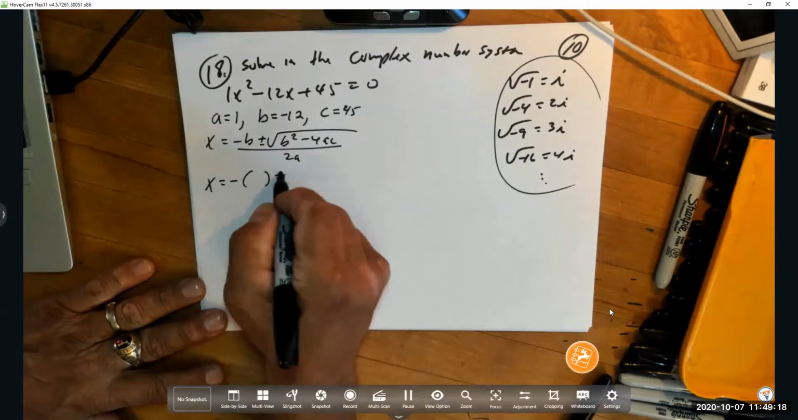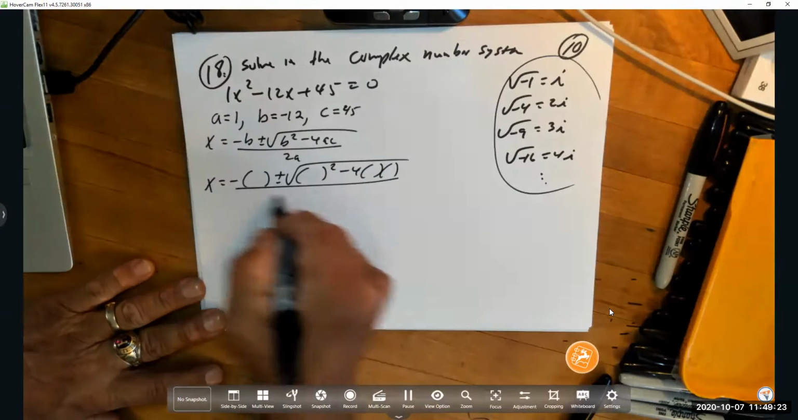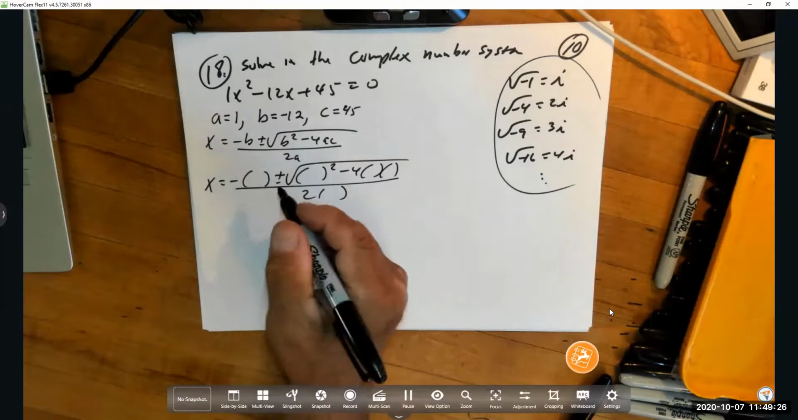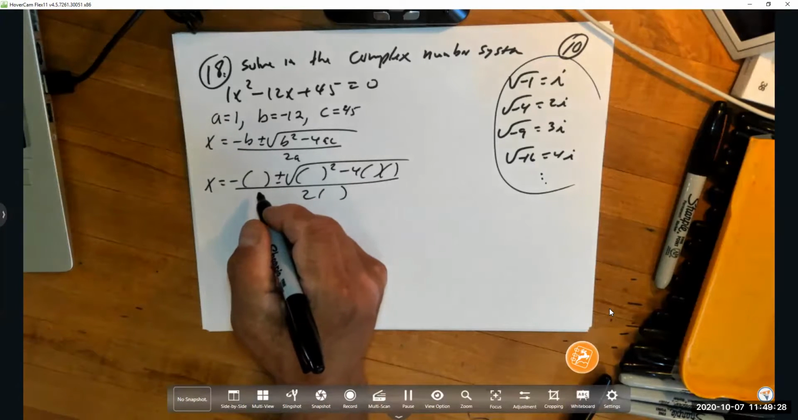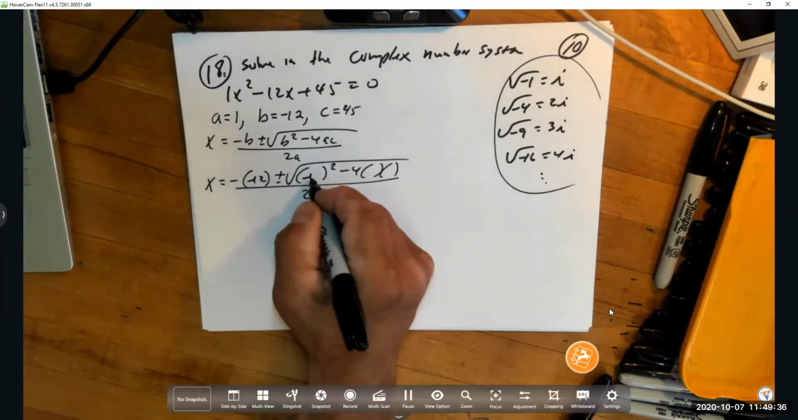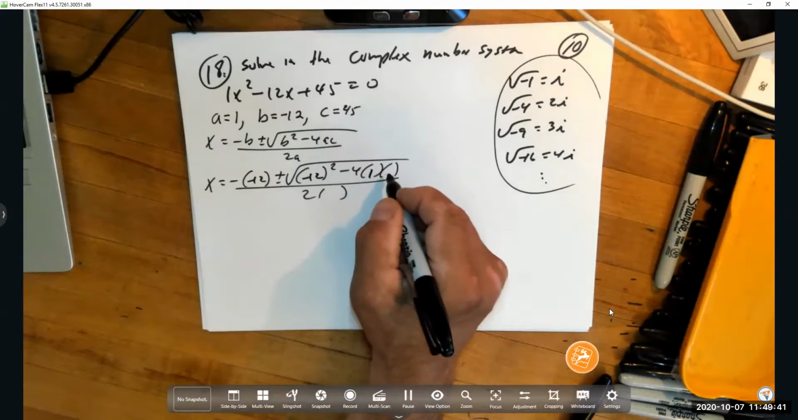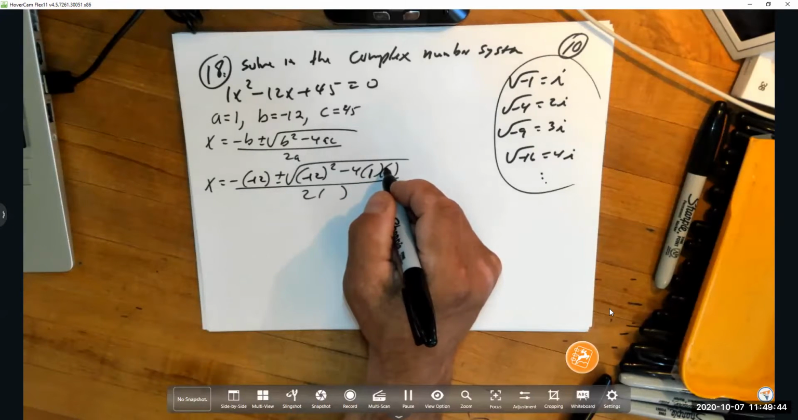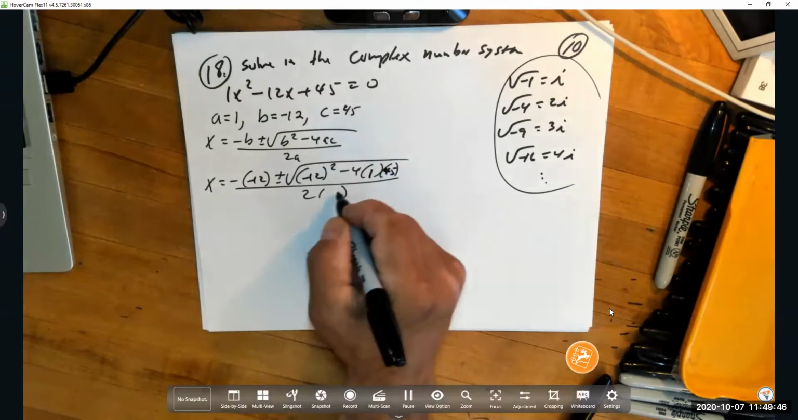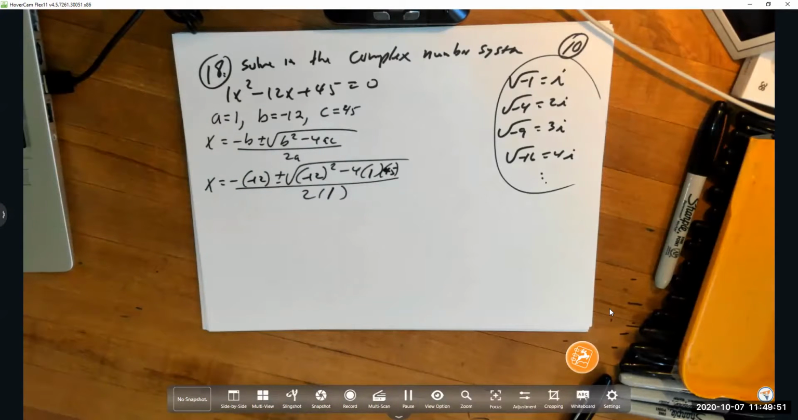Negative of B, plus or minus, and all this stuff is going to go in here. All right. What is letter B? Negative 12. What is letter A? 1. What is letter C? 45. What is letter A? 1. Is everybody okay with all my numbers right there?